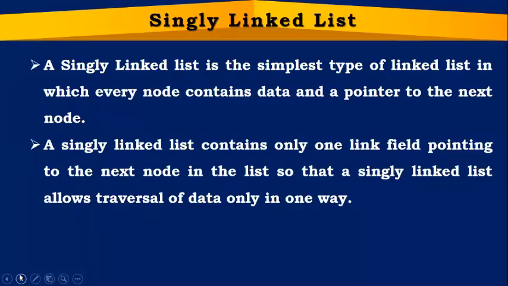So a single linked list is the simplest type of data structure in which every node contains the data and a pointer to the next node. A single linked list contains only one link field pointing to the next node in the list. So a single linked list allows travel of data only in one direction. That means there is only one link between any two nodes in the single linked list, so we are in a position to traverse the list only in the forward direction.